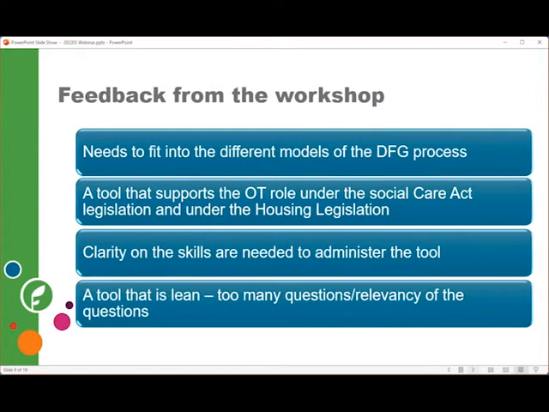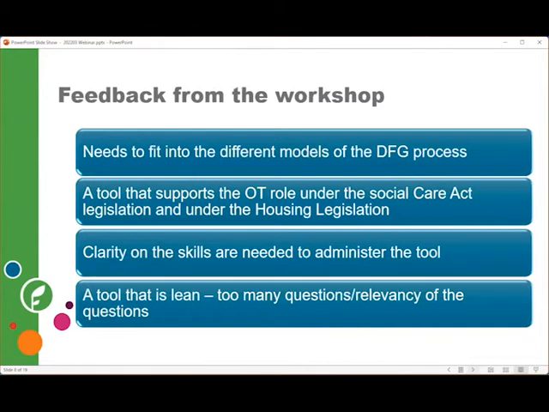Again, the tool needed to support the OT's role under the Care Act legislation, as well as the support that they provide housing colleagues under their responsibility under the housing legislation, the DFG legislation. There was also a request to have clarity around who should administer the tool, and what skills you need to administer the triage.